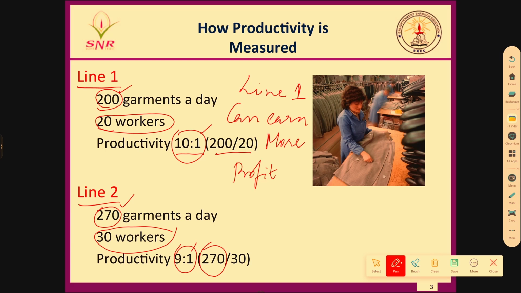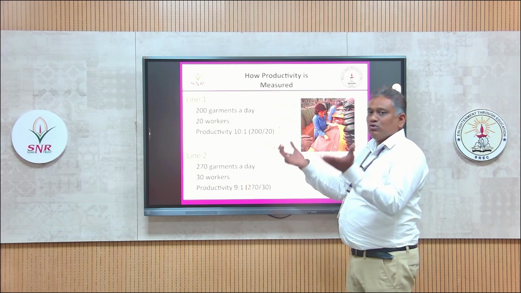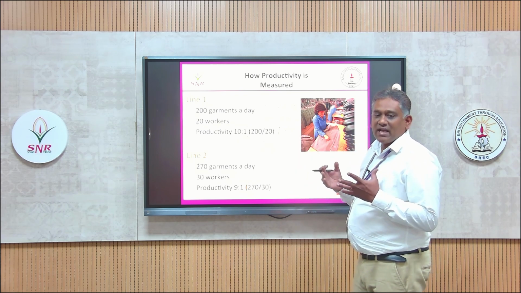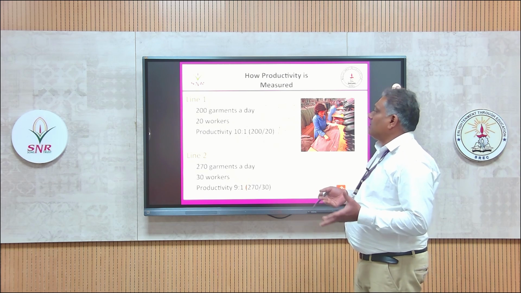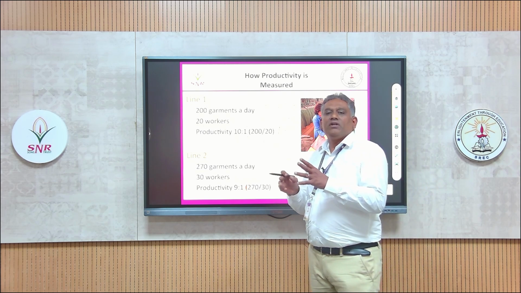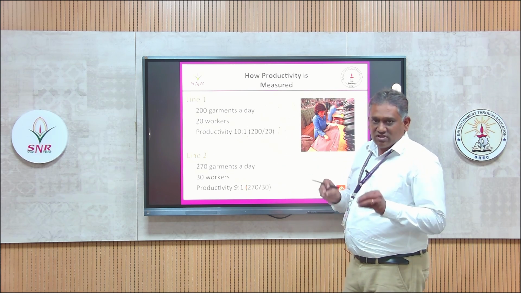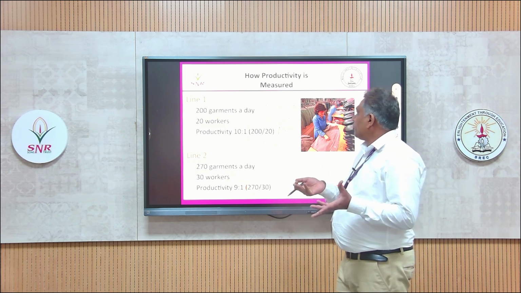This can be cumulatively applied for all the existing lines in the industry and try to improve the productivity of the entire unit and try to increase more profit to the industry. So that way we can apply the concept of productivity not only to the entire industry, but also to the subsystems. You can analyze individually and try to increase productivity.